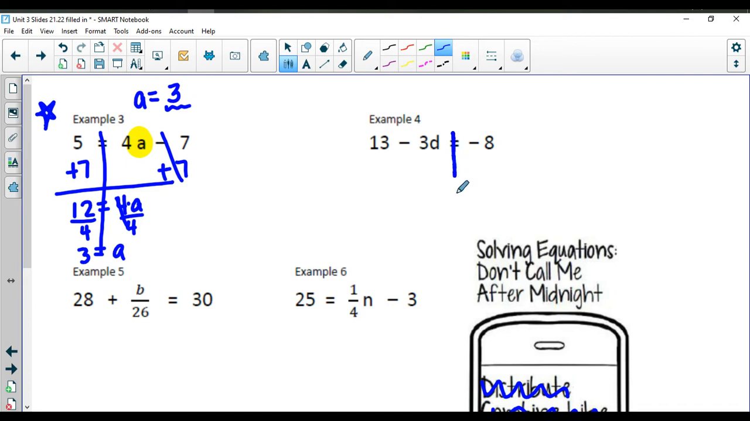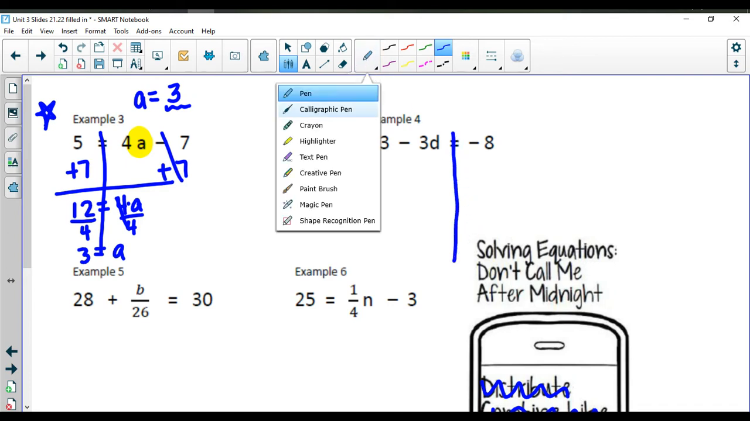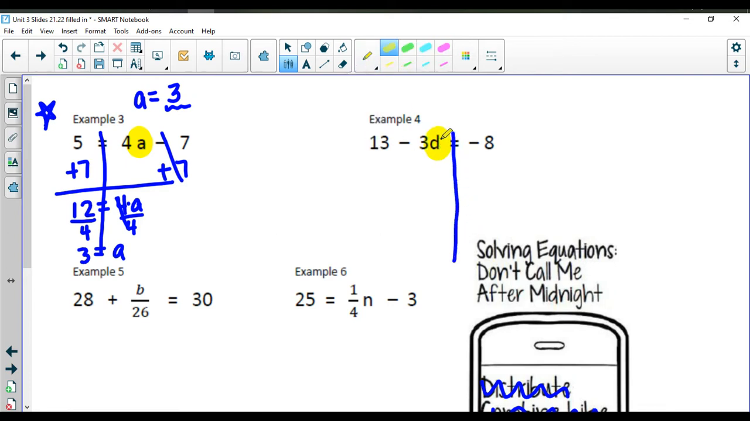Example 4, this is what I call a rule buster one. It's kind of a weird one. We're going to do a couple more examples of this. There's the variable, and I have this 13 that's hanging out front here. Anytime there's no symbol in front of it, it's automatically assumed to be a positive. So how do I move a positive 13? What's the inverse of that? It would be a negative 13. Do it to one side, do it to the other side.